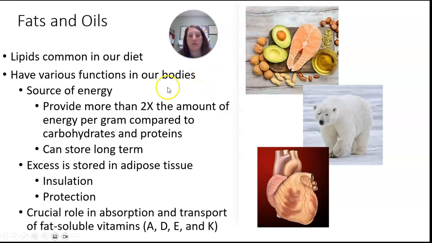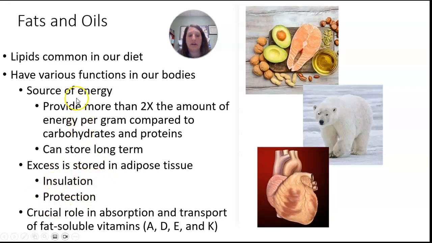Various functions. So the maybe most important function is that it's a source of stored energy. And so excess fat in your diet is going to end up being stored in adipose cells, which are fat cells. And they're going to comprise adipose tissue, which is fat tissue. And lipids that are in there, they're being stored, they're a form of long-term energy storage. Adipose tissue is also an insulator and a protector. Well, I'll come back to those in just a second.